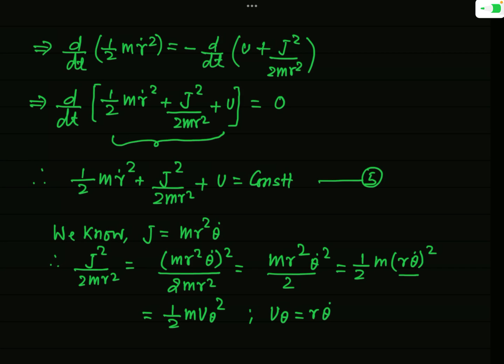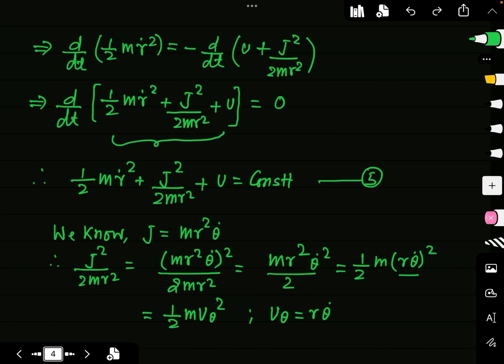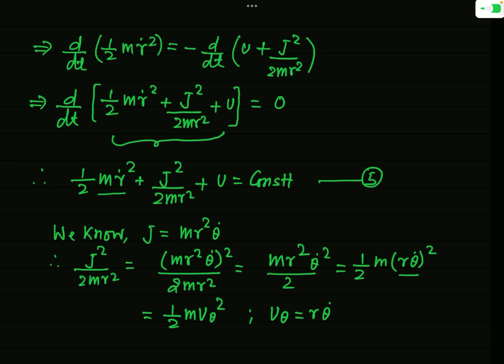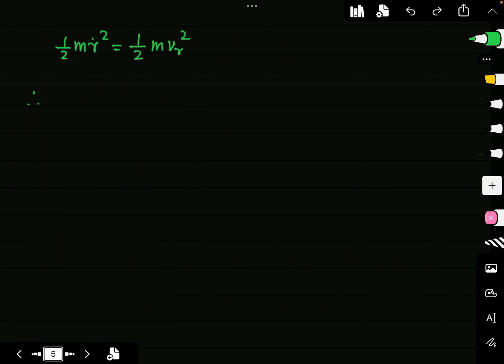And again you know that the first term in the above expression, which is half m r dot square, can you recognize it? You have studied earlier that r dot is the radial component of velocity. So this is simply half m vr square, where vr is the radial component of velocity. So the above expression, equation number 5, can now be written in this manner. Instead of half m r dot square, you can write half m vr square, and instead of the second term, you can write half m v theta square.